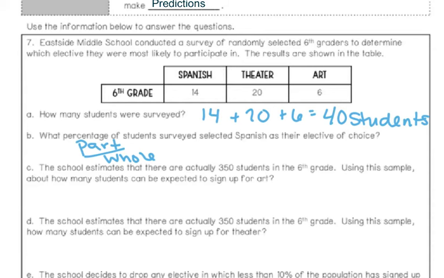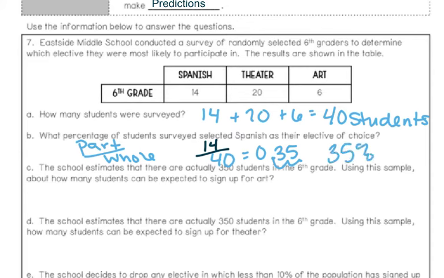So for this one, the part is the students that selected Spanish, and in this case, that is 14. The whole is the amount of students, which we just found out was 40 total students. So 14 out of 40 gives us 0.35. But we have to remember that this is not a percentage, and the question is asking for a percentage. So to do so, we move our decimal over 2 places to give us 35%.